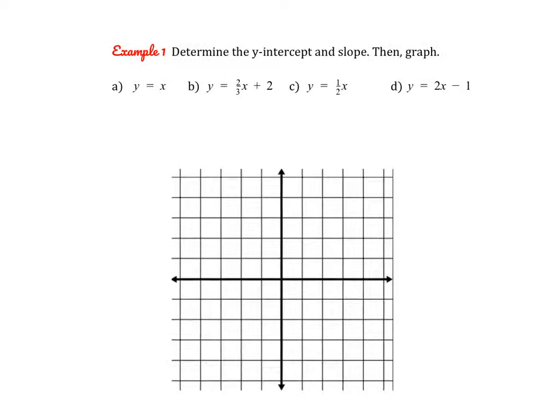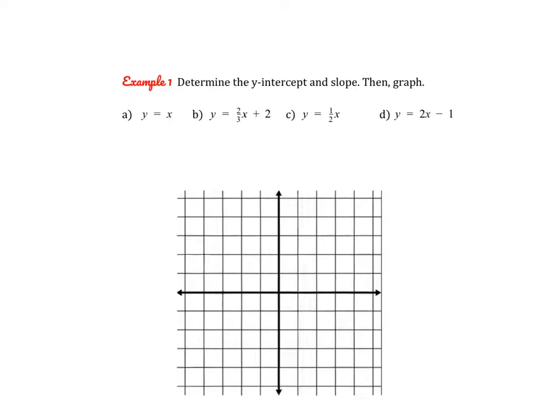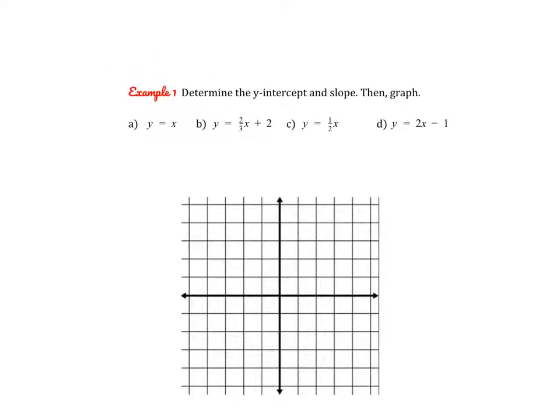So here you're asked to determine the y-intercept and slope and then graph. So we're going to be writing this out for every single problem. So let's start with this first one. Remember that our slope-intercept form looks like this. I'll write it at the top. Y equals mx plus b. So I'm going to look at my equation, which is y equals x, and I'm going to try to match up the parts. So let's start with the m value.